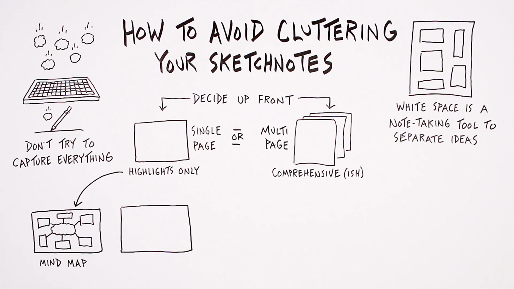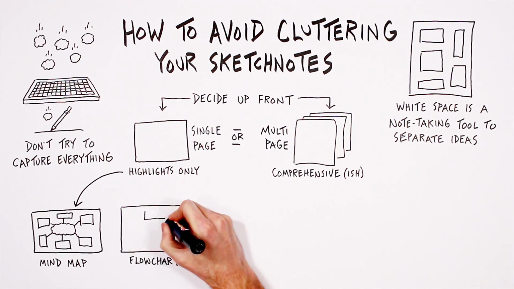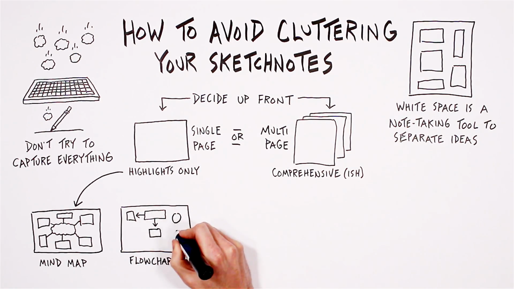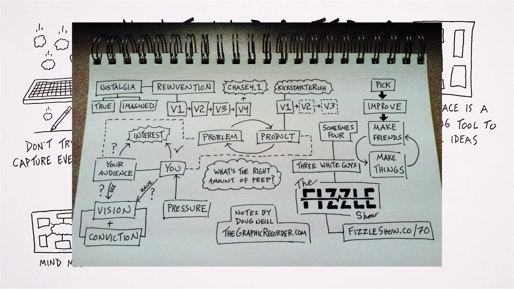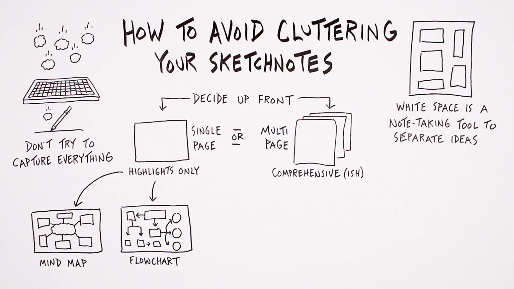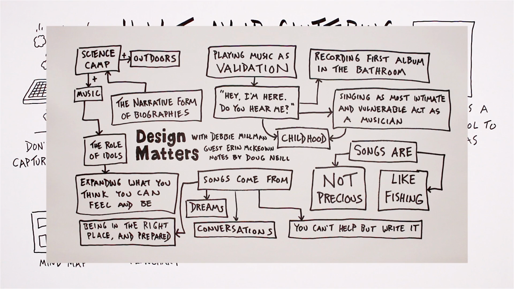Another approach that's kind of the cousin of the mind map is a flowchart, in which you connect ideas using arrows to capture the overall flow. Here are a few examples of some text-heavy flowcharts that I've used while listening to podcasts. I like the flexibility of how those can grow throughout a podcast conversation.